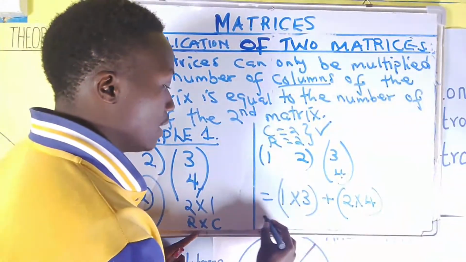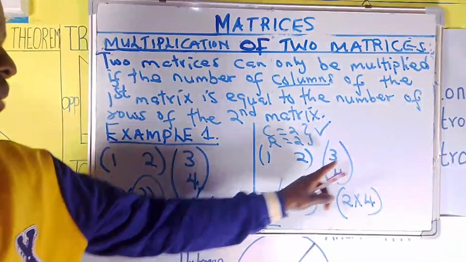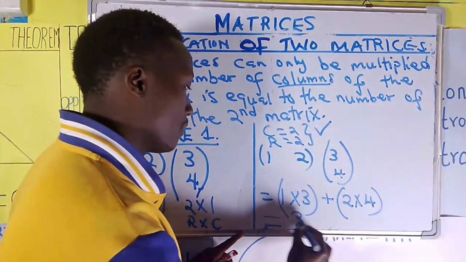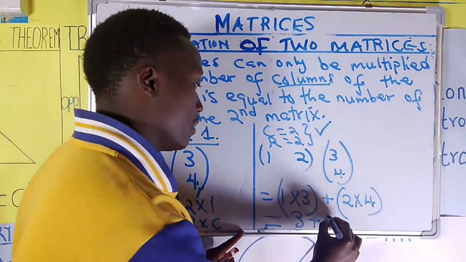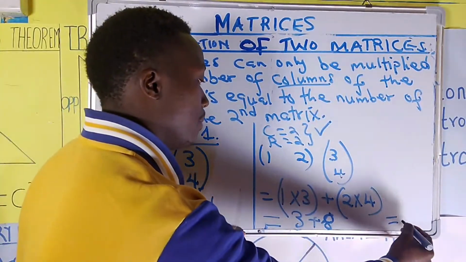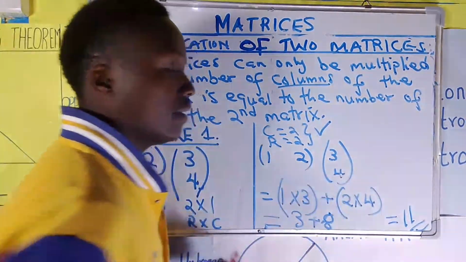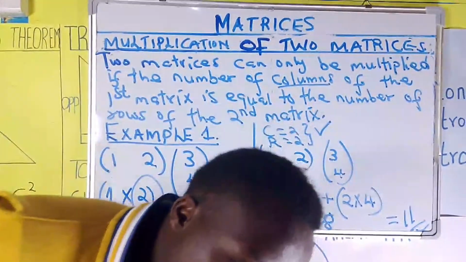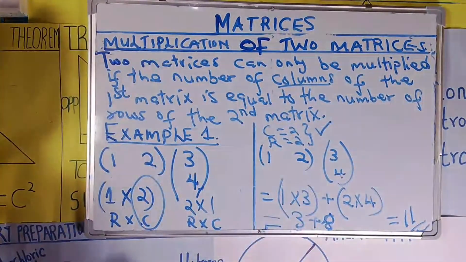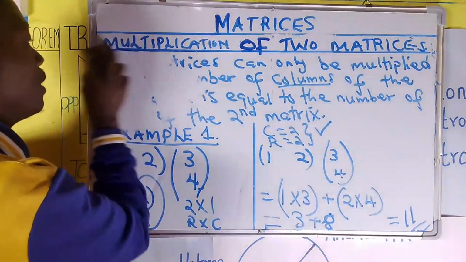So by doing that, we will get our answer as 1 times 3 is 3 plus 2 times 4 is 8. So 3 plus 8 is equal to 11. So our answer is going to be 11. That is how we multiply a matrix with a matrix.